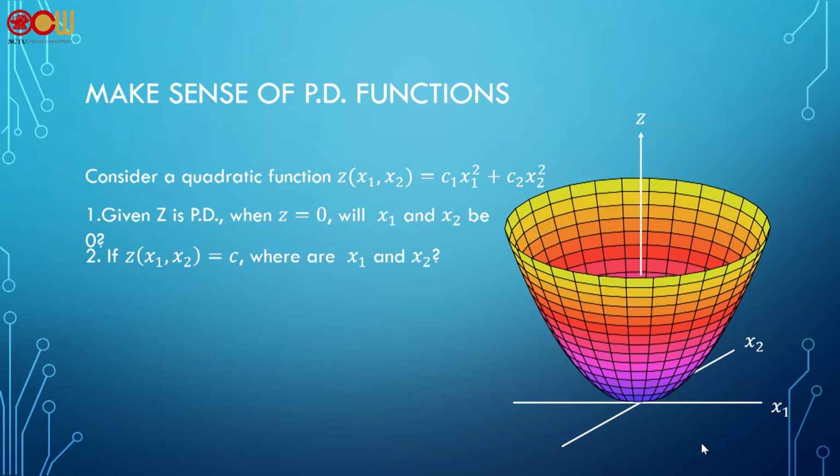If Z is PD, which means that the only intersect with the origin is at 0 at 0, right? Where Z is 0 and x1, x2 are 0. If Z is some constant, then all the x1, x2 satisfying this condition are considered a level set, right? It's like you take a slice of this shape, and it gives you a circle, if C1, C2 are 1, 1. And this circle is the set of possible locations of x1 and x2, because those x1 and x2 satisfy these conditions.